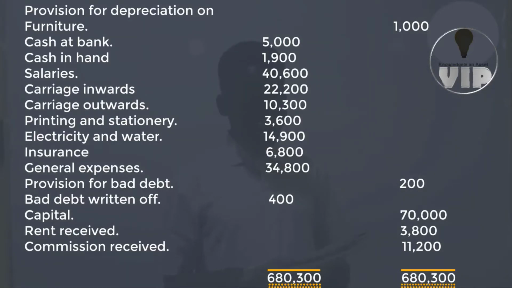5,000, cash in hand 1,900, salaries 40,600, carriage inward 22,200, carriage outward 10,200, printing and stationery 3,600, electricity and water 14,900, insurance 6,800, general expenses 34,800, provision for bad debt 200, bad debt written off 400, capital 70,000, rent received 3,800, commission received 11,200, making both debit side and credit side 680,300. Then the following information should be taken into account.